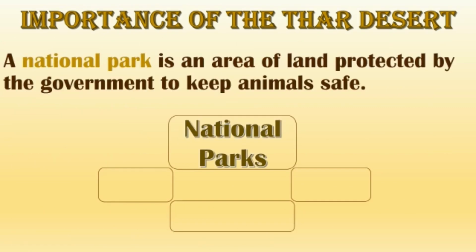There are many national parks in Rajasthan. A national park is an area of land protected by the government to keep animals safe. Some of the important national parks in Rajasthan are Sariska, Ranthambore and Kevladev.